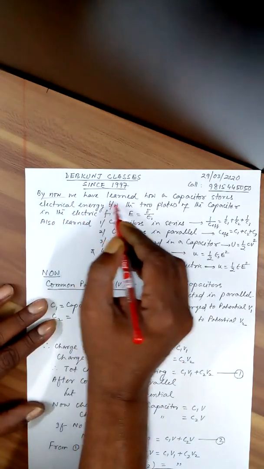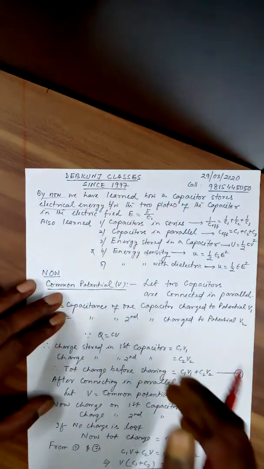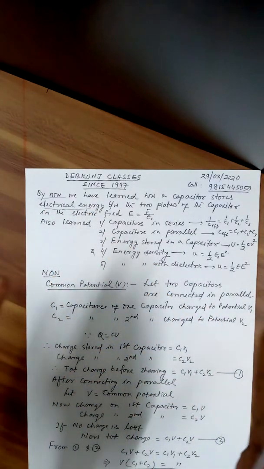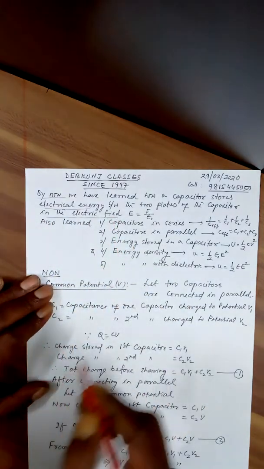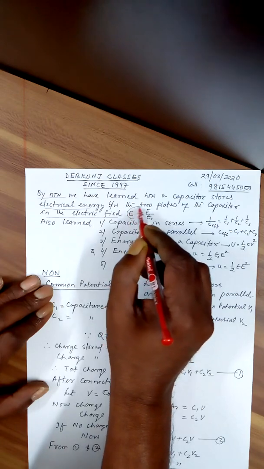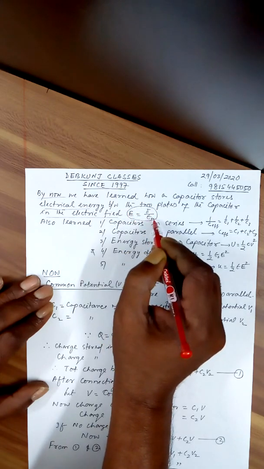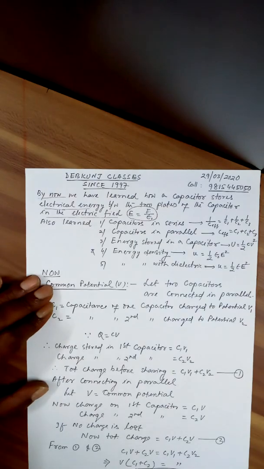By now we have learned how a capacitor stores electrical energy between the two plates of the capacitor in the electric field, and the electric field I had derived in my previous lecture. E was equal to sigma by epsilon naught. Sigma was surface charge density, how much charge is stored per unit area of the plate.